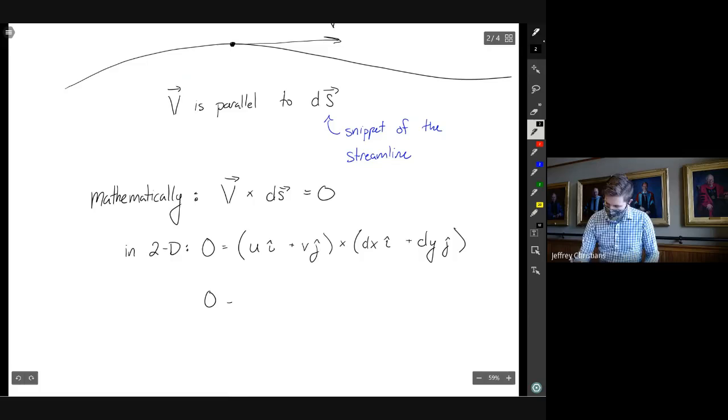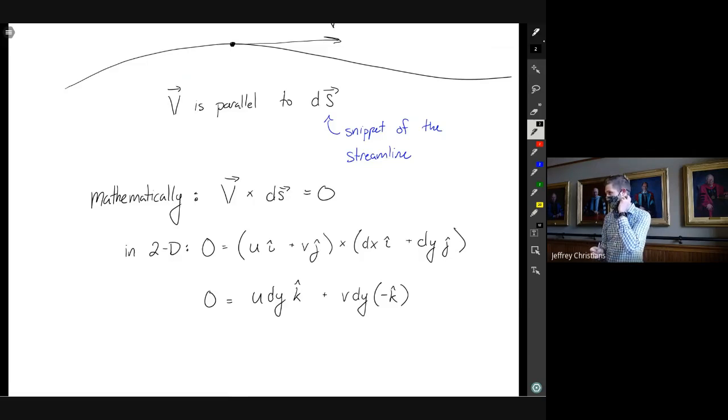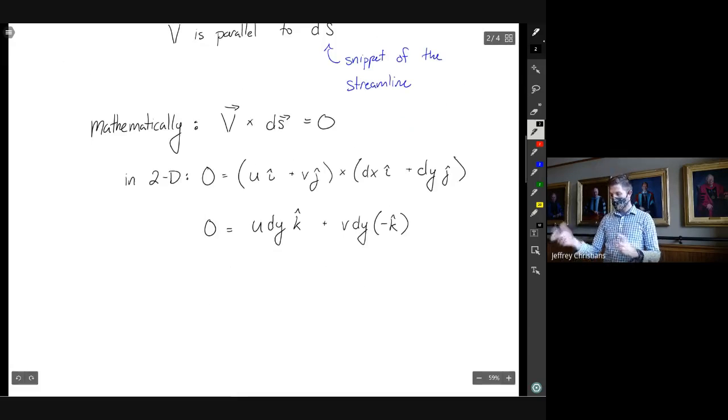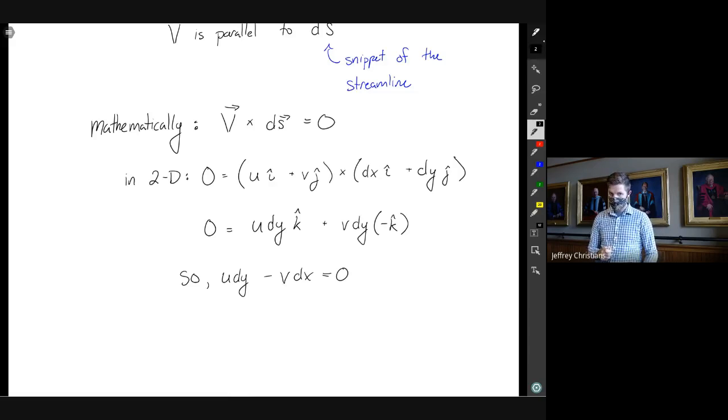We take the cross product, it's u dy in the k direction plus v dy in the negative k hat direction. So that has to be true. These are both, one's in the k direction, one's in the negative k direction, so we can drop the direction part of it because everything's in k, and we could write, so u dy minus v dx is equal to 0. Okay.